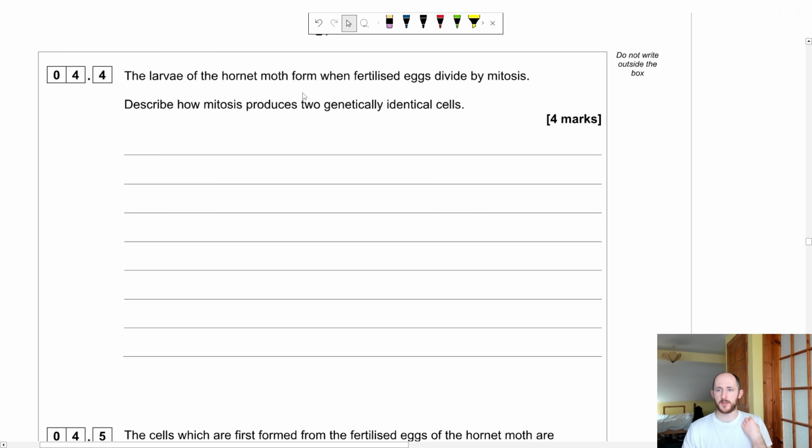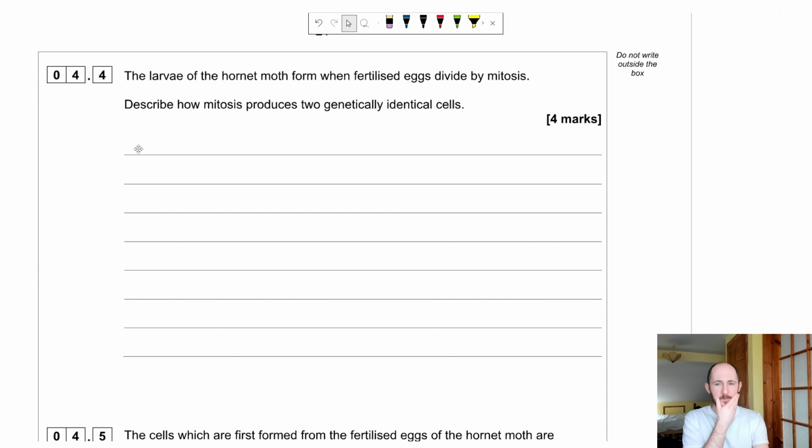The larvae of the hornet moth form when fertilized eggs divide by mitosis. Describe how mitosis produces two genetically identical cells. This, again, is such a good question because it is a standard 4-mark question. You just write the 4 bullet points every single time. And you always get the 4 marks. There's no questions about it. Probably one of my favourite questions because of that. Again, my favourite questions now are not interesting ones. It's just ones you can easily get marks on.